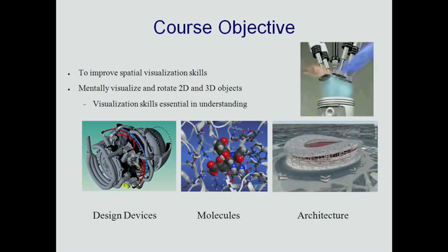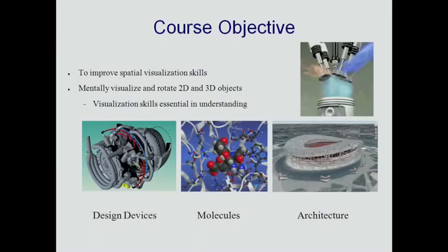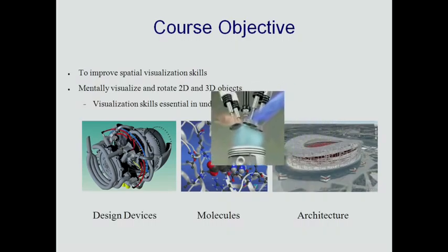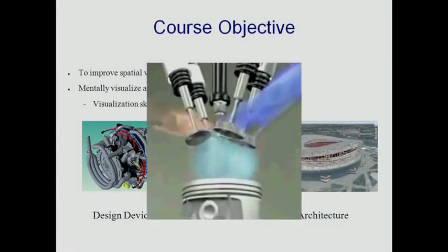In multiple engineering fields, for example, if you're designing an engine or a molecular configuration or an architecture, this is the Beijing Olympic Stadium 2008. I'll show you some more examples. How do you design an object unless you can think about and visualize how the object is going to function? What I'm going to do is show you a little animation here of an engine.